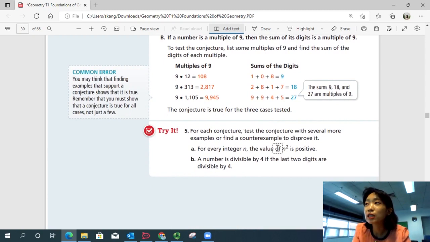Try number 5. For each conjecture, test the conjecture with several more examples or find a counterexample to disprove it. Okay, part A says for every integer n, the value of n squared is positive. Is that true? If it's true, provide several more examples. If it's not, provide a counterexample. Part B, a number is divisible by 4 if the last 2 digits are divisible by 4. Is it true? If it's true, find more examples, and if it's not, find a counterexample. See if you can do it by yourself. Come back when you're ready for answers.